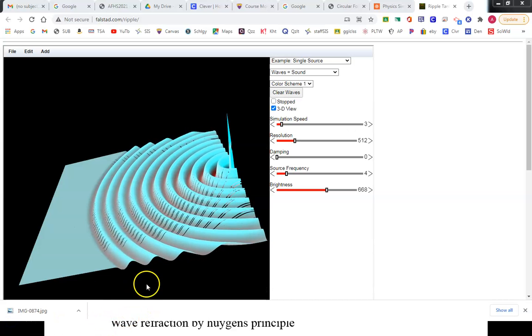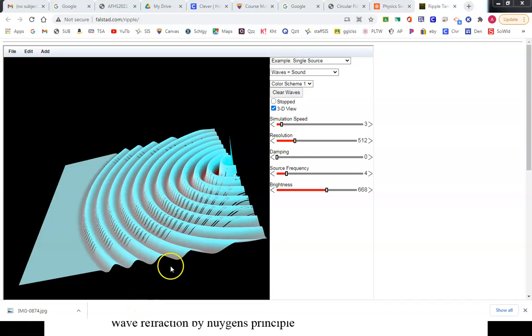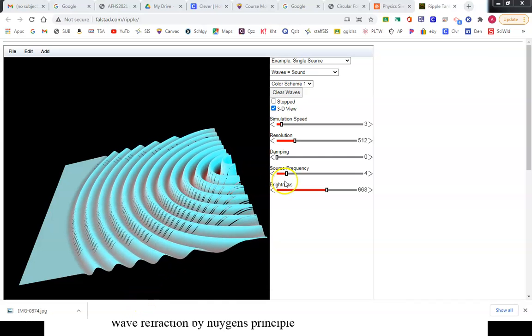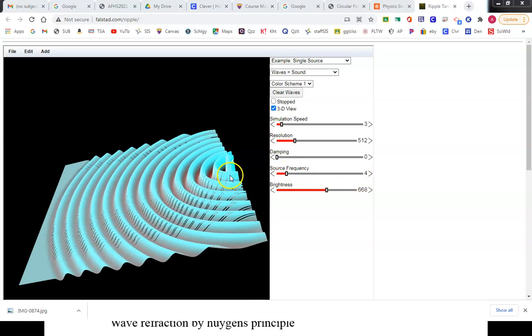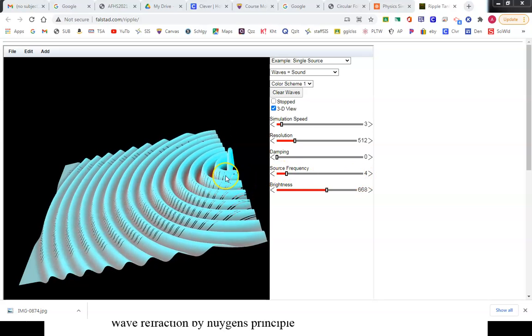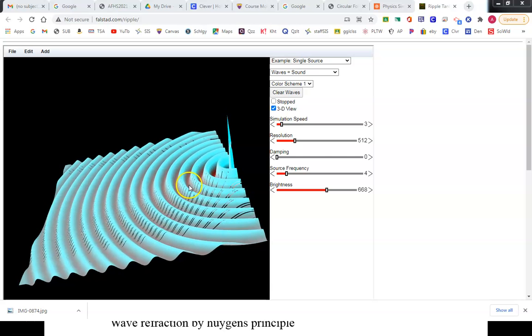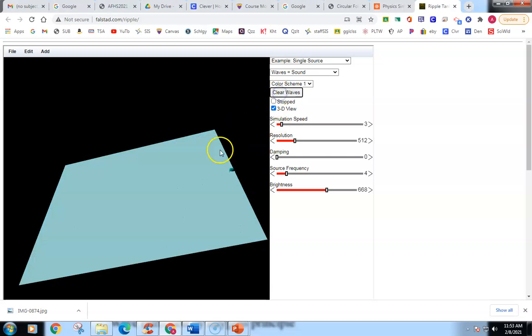So here I'm back at that ripple tank. Let's take a look at this wave. This wave has a source frequency of 4 hertz, I'm guessing, although it looks a little slower than that. If I clear the waves, you can see the wave front move with some velocity. There's some velocity in meters per second that this wave is moving, and it's got a wavelength based on its frequency and that velocity.